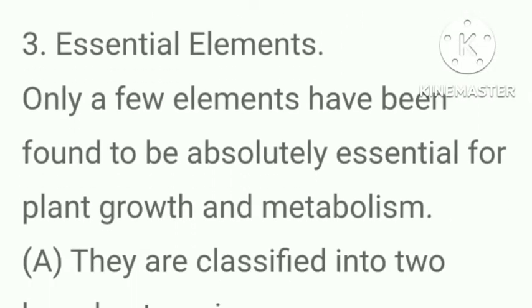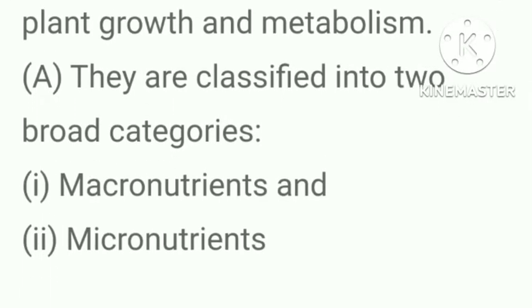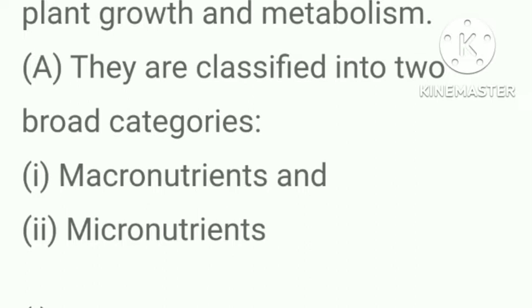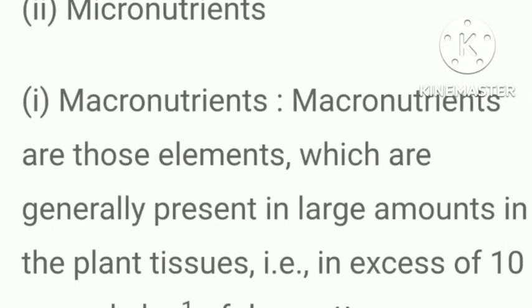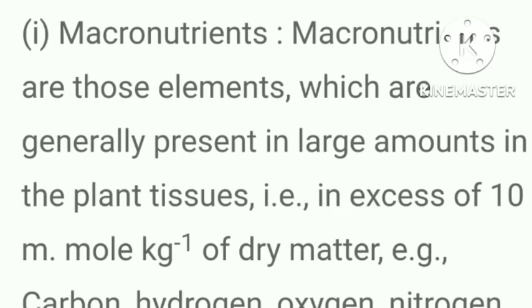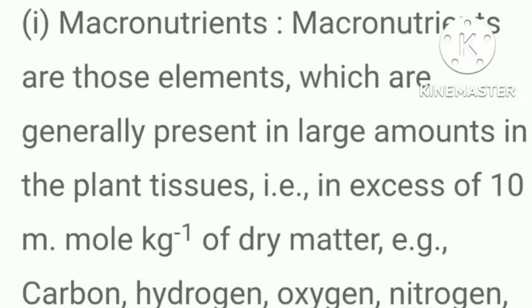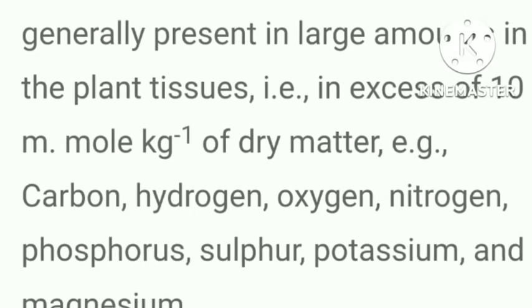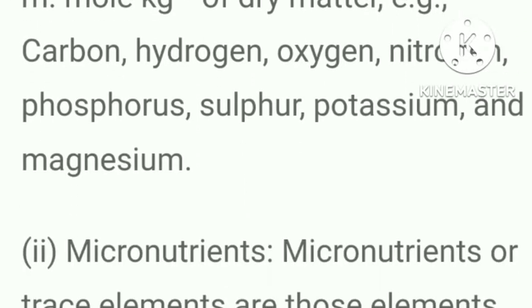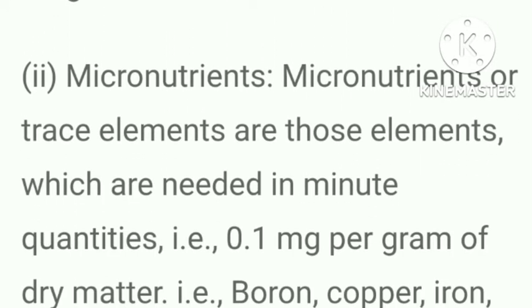Essential elements. Only a few elements have been found to be absolutely essential for plant growth and metabolism. They are classified into two broad categories, macronutrients and micronutrients. Macronutrients are those elements which are generally present in large amounts in the plant tissues, that is, in excess of 10 mmole per kg of dry matter. Example, carbon, hydrogen, oxygen, nitrogen, phosphorus, sulfur, potassium and magnesium.